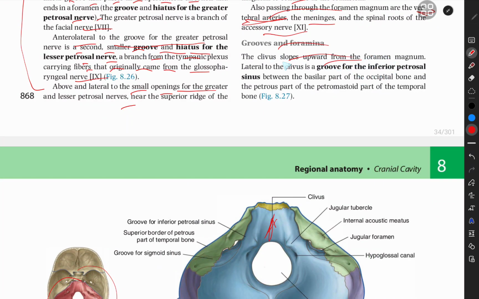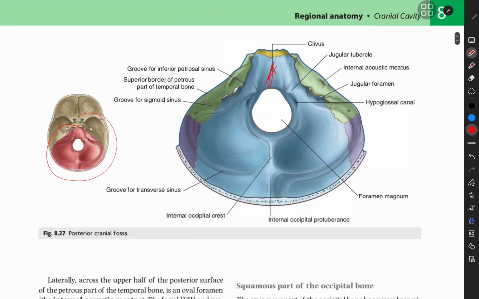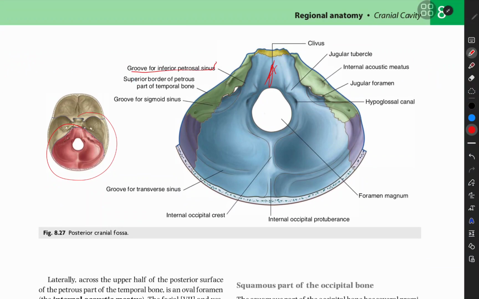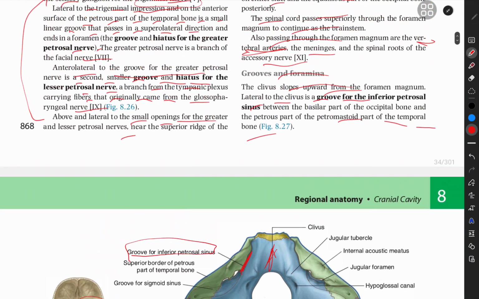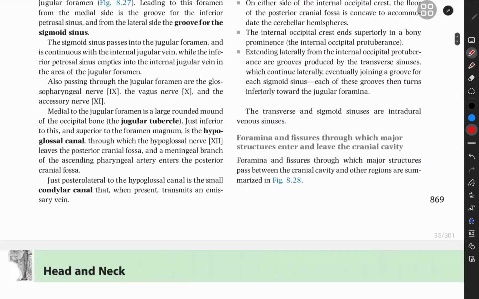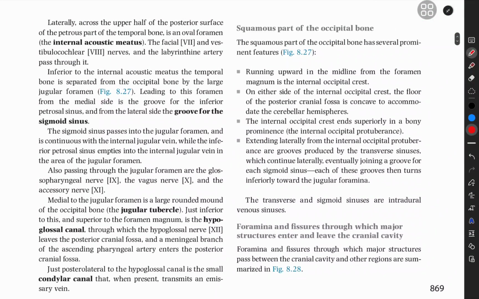The clivus slopes upward from the foramen magnum. Lateral to the clivus is a groove for the inferior petrosal sinus, between the basilar part of the occipital bone and the petrous part of the petromastoid part of the temporal bone. Groove for the inferior petrosal sinus. Laterally, across the upper half of the posterior surface of the petrous part of the temporal bone is an oval foramen, the internal acoustic meatus. We've seen the facial and vestibulocochlear nerves and the labyrinthine artery pass through it.